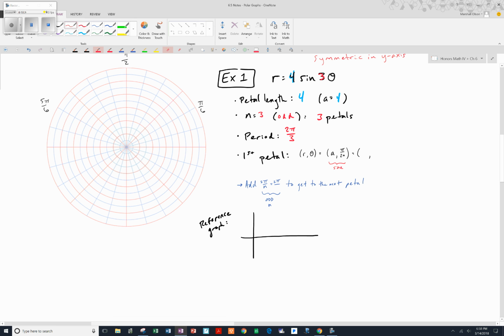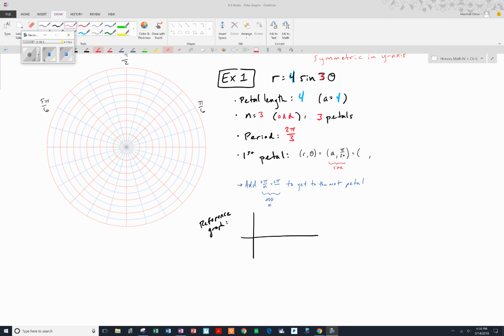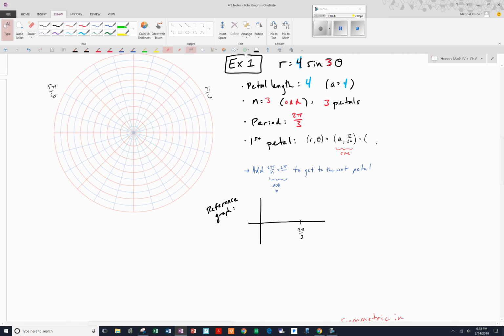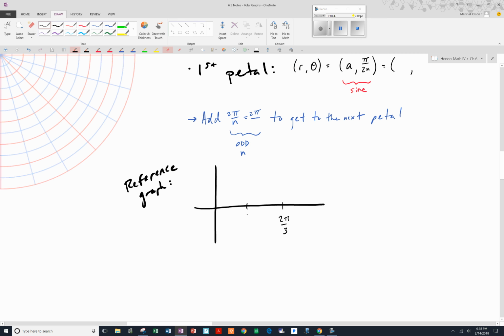We're going to treat that like an xy axis, and we're going to graph our period like we did. We haven't done this in a while. We're going to go out to our period, not worried about scale at all right now, which is 2 pi over 3. Then we're going to split that up: pi over 3, pi over 6, and this is going to be pi over 2. We know that this is a sine function that has an amplitude of 4.